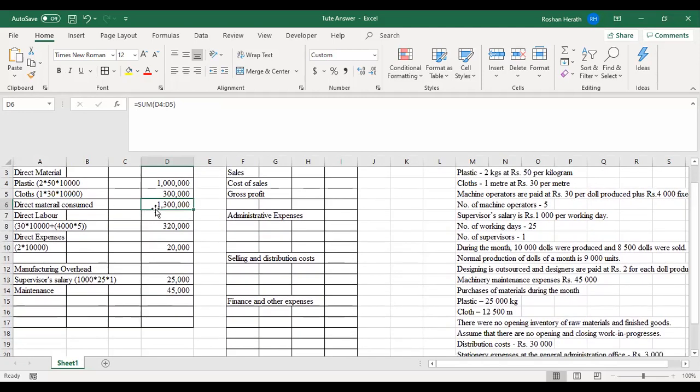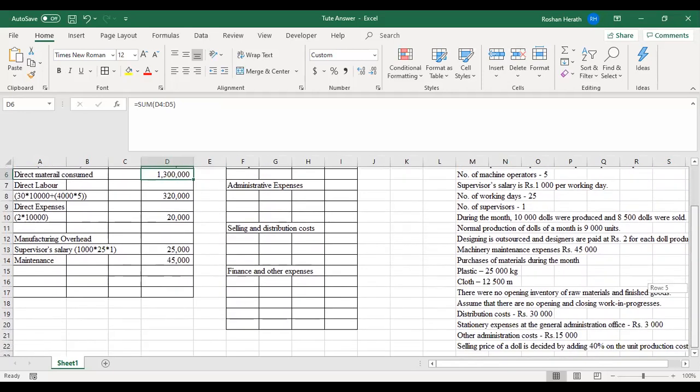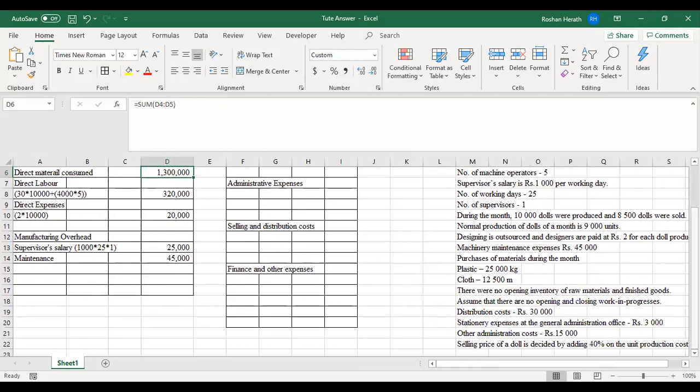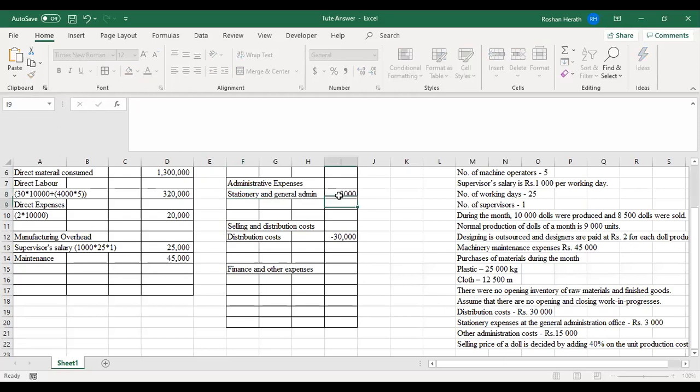Because the important thing is direct material consumed. There was no opening inventory of raw materials and finished goods. No opening inventory, and no opening inventory for finished goods either. Assume that there are no opening and closing work in progress. Distribution cost is 30,000. Stationery and general administration is 3,000, and other administration is 15,000.